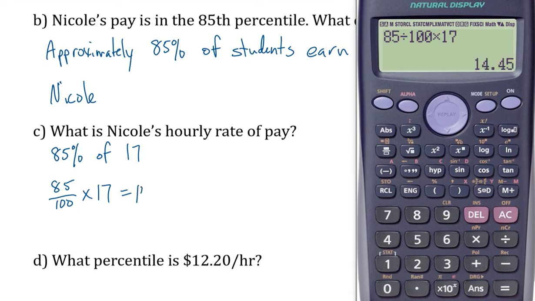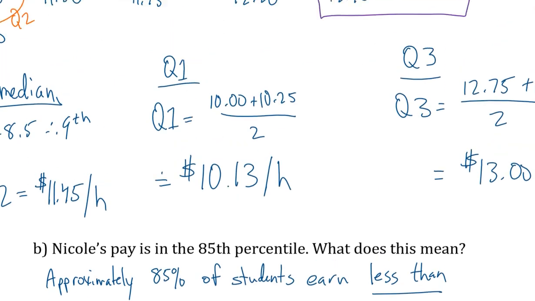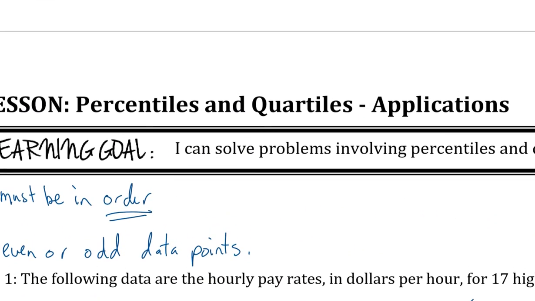$14.45. And here's the final thing that we want to talk about. And this is going to come up a couple of times, okay? But it's the same idea. We always round up, because Nicole has to be above, this is what we just said, above 85%. When we find 85%, even though 14.45 would technically round down to 14, we always round up, okay? So that's our last point here.